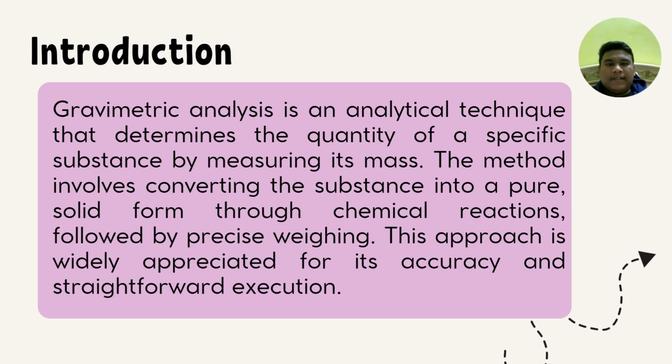Gravimetric analysis is an analytical technique that determines the quantity of a specific substance by measuring its mass. The method involves converting the substance into a pure solid form through chemical reactions, followed by precise weighing. This approach is widely appreciated for its accuracy and straightforward execution.